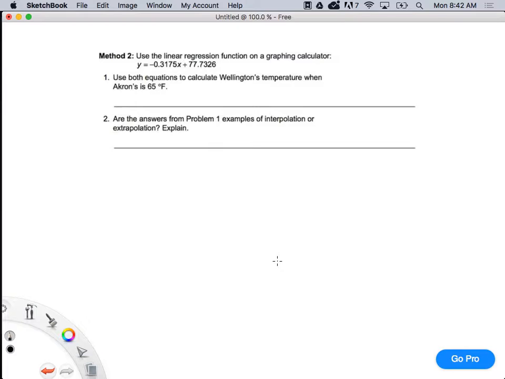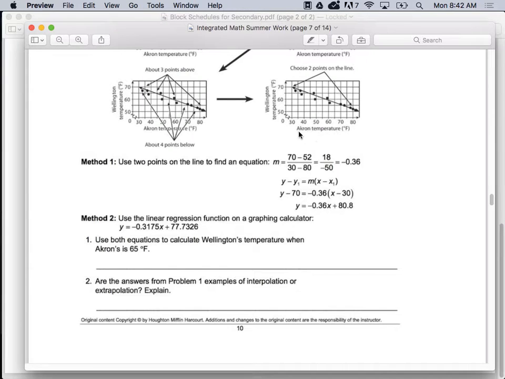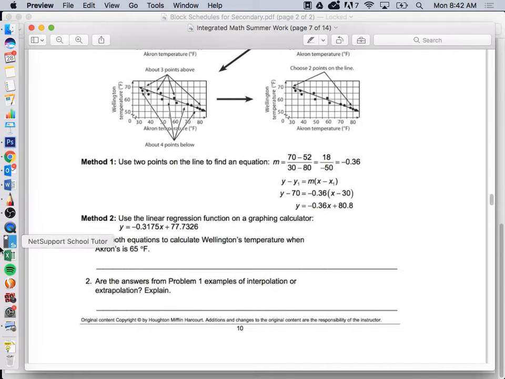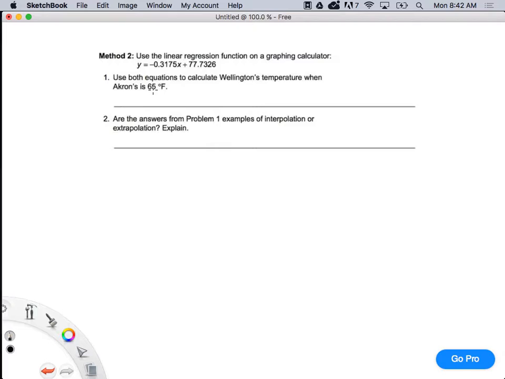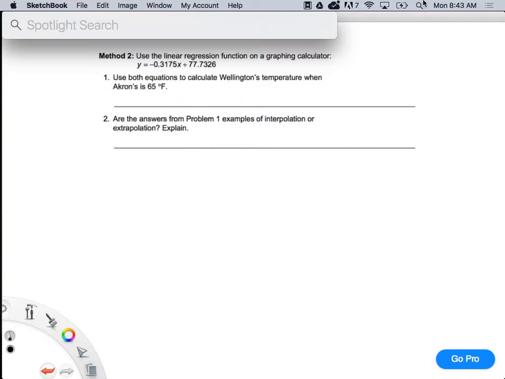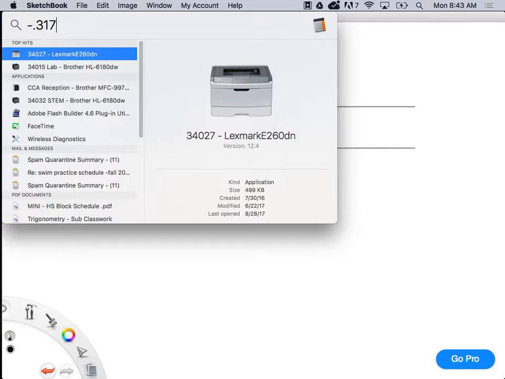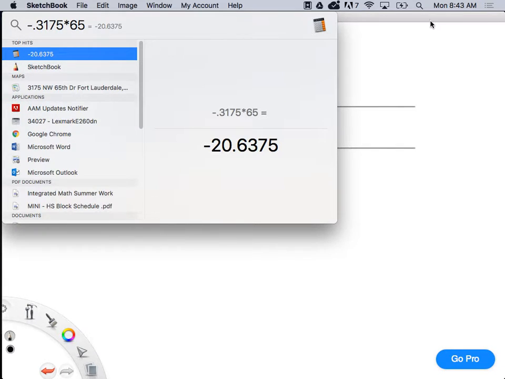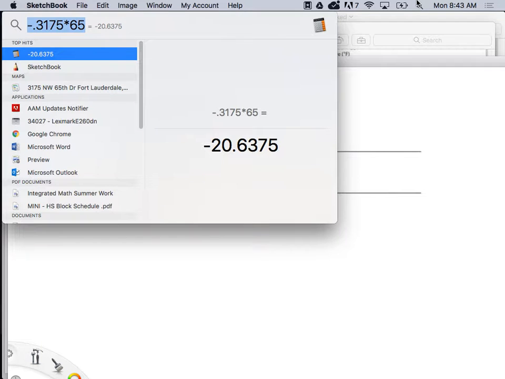Okay. Use both equations to calculate Wellington's temperature when Akron is 65 degrees. If we look back here, Akron's temperature is our x, Wellington's temperature is our y. So if it's giving us our Akron temperature, what should I plug that in for? For x. Akron is x, Wellington is y. If I plug in Akron's temperature of 65 degrees, I should get Wellington's temperature. Does that make sense to you guys? Okay. So I plug in 65. I'll do the quick math here: negative 0.3175 times 65, and then plus 77.7326.